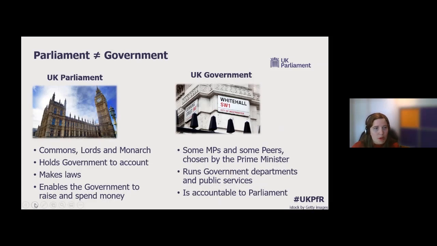It can be useful to hold in your mind that Parliament, pictured on the left-hand side of your screen, is in Westminster, and it's all MPs, all members of the House of Lords and the monarch, whereas government is in Whitehall. It's just down the road, represented on this slide by the picture of the road sign on the right-hand side. So the government is some MPs and some members of the House of Lords, and they've been chosen by the Prime Minister to be ministers and to run government departments. And as part of that, they'll decide on spending and they'll decide on policies for those departments.